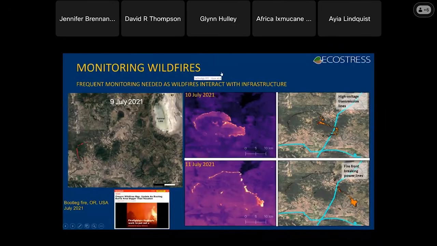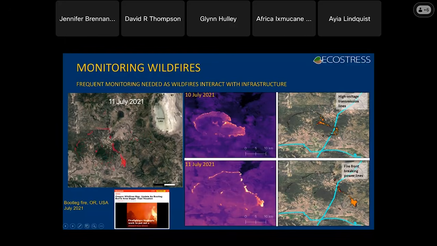Not only predicting fires, but actually monitoring their movements is also really important. This was an example of the Bootleg fire in Oregon in early July. It actually occurred over an extreme heat event in this region. And you can see here that ECOSTRESS came over on the 10th of July, and we were able to actively map the fire front of this fire. And then over the 11th, we could see how it spread rapidly towards the northeast.